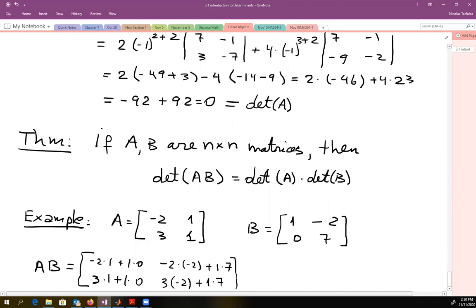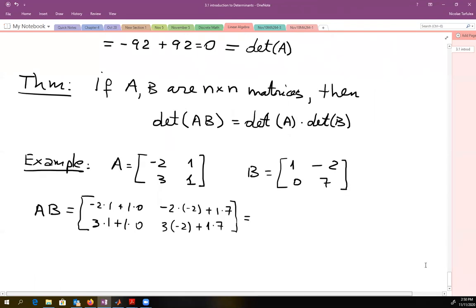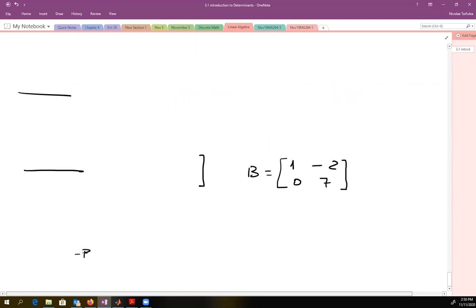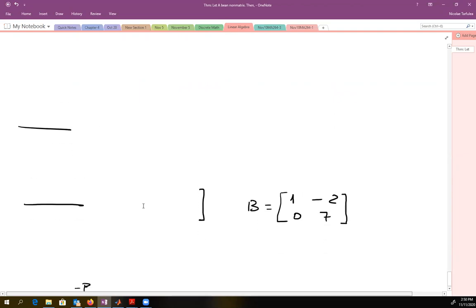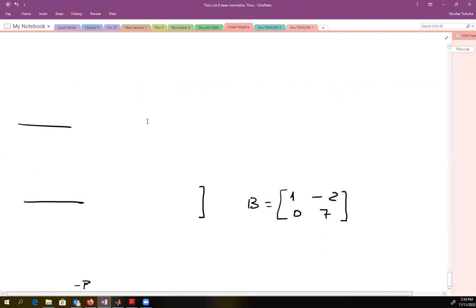So A multiplied by B equals this 2 by 2 matrix. I have negative 2, 4 plus 7, 11, right? Then here I have 3. And if I haven't made any mistake, this is 1. Did you get the same? Now let's compute the determinant of this product. Uh-oh, what happened? That's not good.